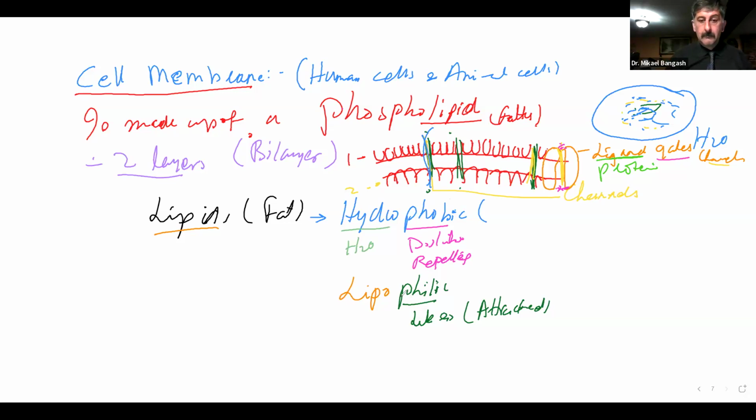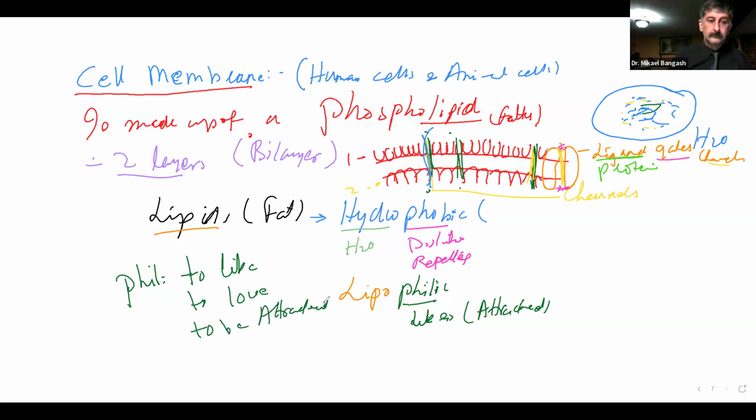So the word phil, PHIL, actually means to like, to love, or you can say to be attracted to. Attracted to what? In this case, you say lipophilic, fats. A substance which is lipophilic is going to be hydrophobic, because water and fats don't mix.